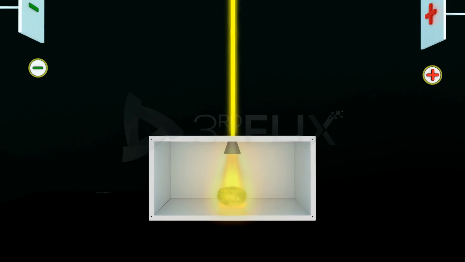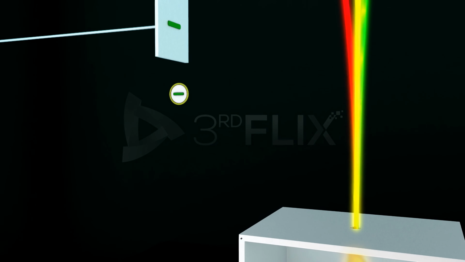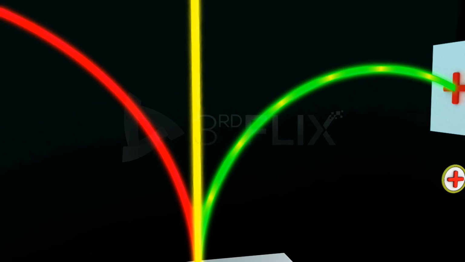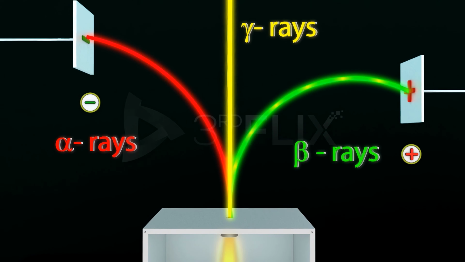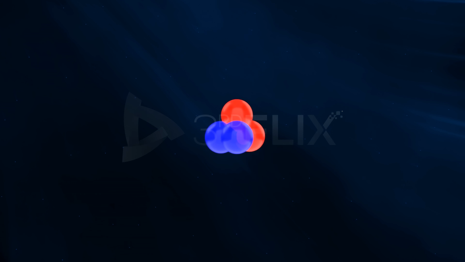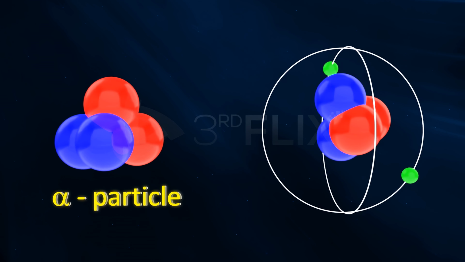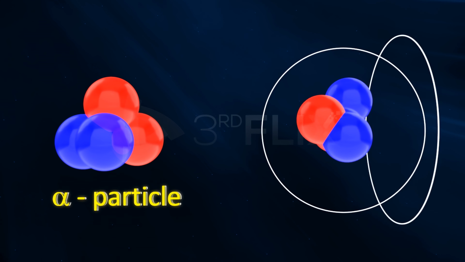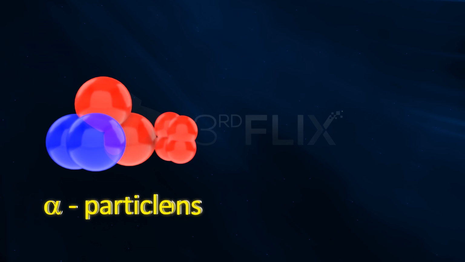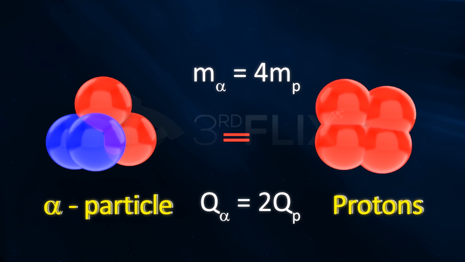Similarly, when an electric field is applied, alpha and beta radiations are found to bend towards the negative and positive plates respectively. Gamma rays, on the other hand, are found to continue in their path, unaffected by the electric field. An alpha particle consists of 2 protons and 2 neutrons, identical to the helium atom, which is double ionized. The mass of an alpha particle is 4 times the mass of a proton, and its charge is 2 times the charge of a proton.